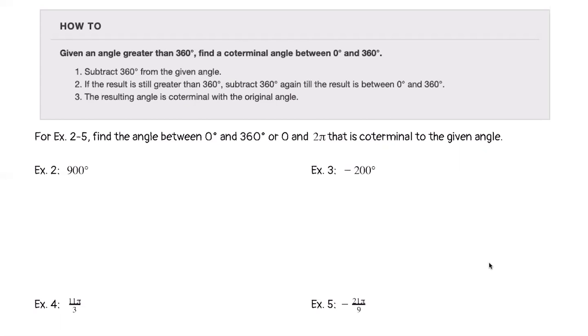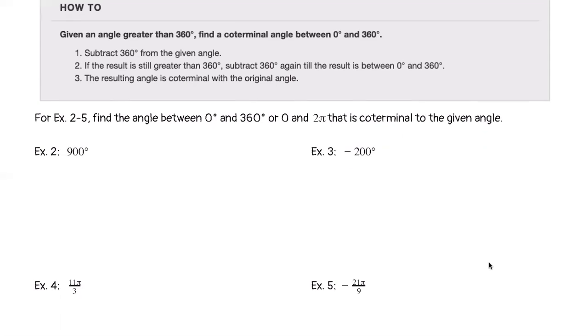So let's give this a try with example number 2 here. We've got 900 degrees. Now 900 is definitely more than 360, okay? So the question is, how many times did I go around the circle extra? So 900, let's see, they tell me to subtract 360. Okay, 900 minus 360 is what? 540 degrees? Okay.